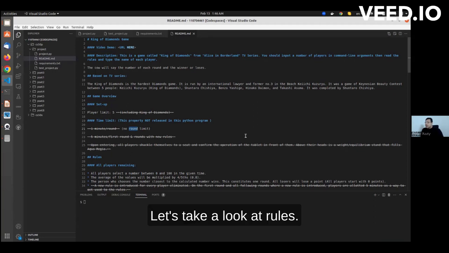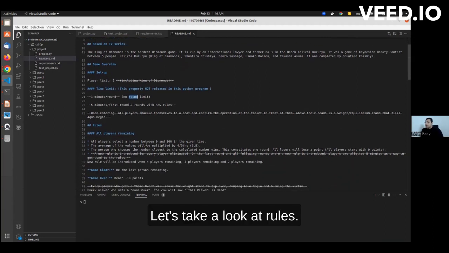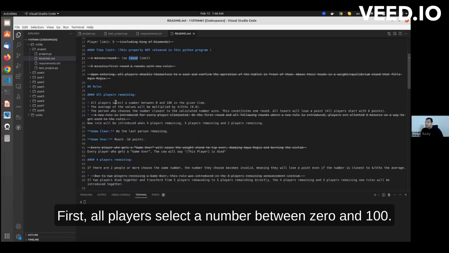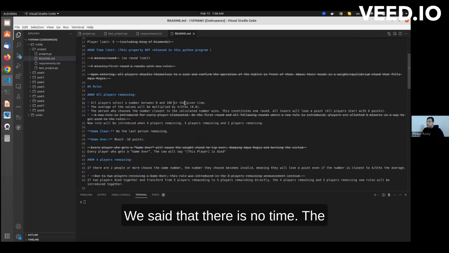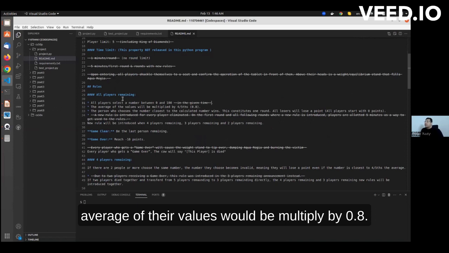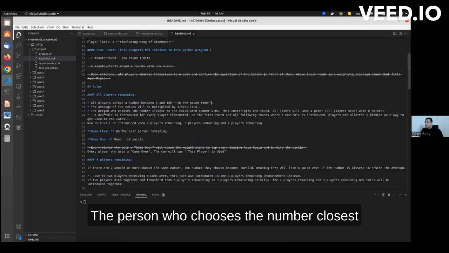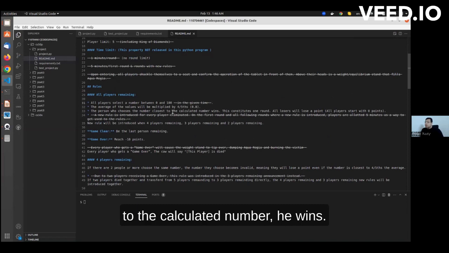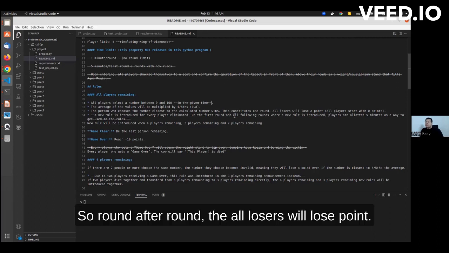Let's take a look at the rules. First, all players select a number between 0 and 100. We said that there is no time limit. So the average of the values will be multiplied by 0.8. The person who chooses the number closest to the calculated number wins. So round after round, all losers will lose points.